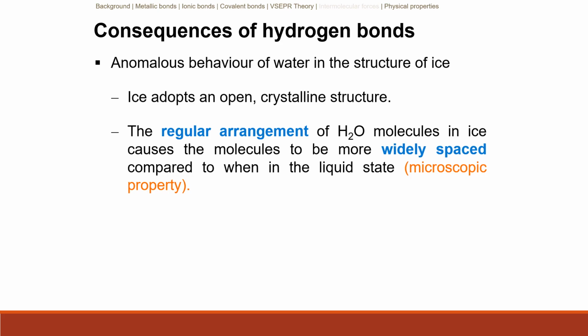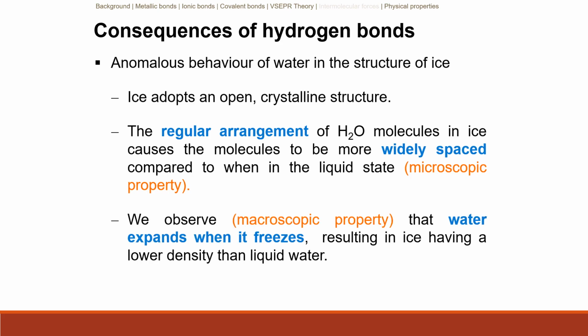The macroscopic implication is that water expands when it freezes, resulting in a lower density of ice as compared to liquid water. So this is why when you have a glass of Coke and you put ice into it, the ice floats. No matter how hard you try to press the ice to the bottom, it will still float up. This is due to its lower density. And why lower density? It's because water molecules in ice are more widely spaced apart. So for a fixed volume, you have a lower mass of water molecules.